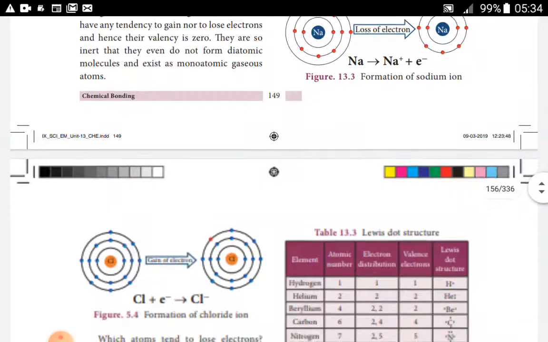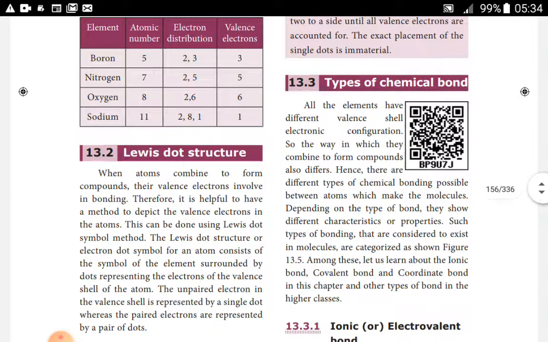Now we are going to learn about the dot structure. When atoms combine to form compounds, their valence electrons are involved in bonding. Already we learned what a valence electron is. Valence electrons are the electrons present in the valence shell. What is the valence shell? The valence shell is the outermost shell of an atom, the outermost energy level, the outermost orbit of an atom.